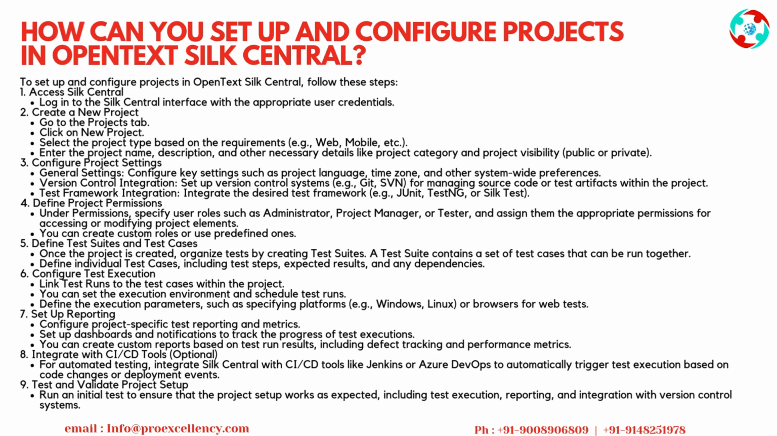3. Configure project settings. General settings. Configure key settings such as project language, time zone, and other system-wide preferences. Version control integration. Set up version control systems, example Git, SVN, for managing source code or test artifacts within the project. Test framework integration. Integrate the desired test framework, example JUnit, TestNG, or Silk Test.